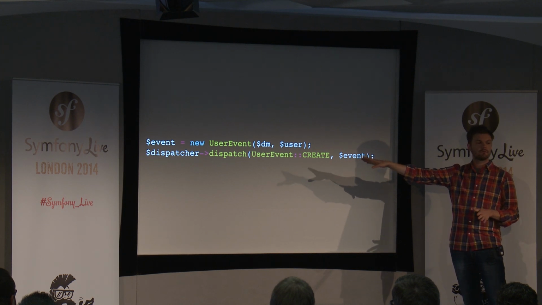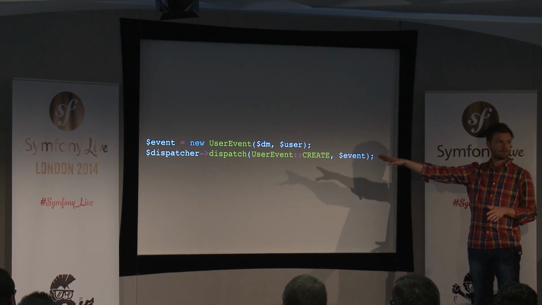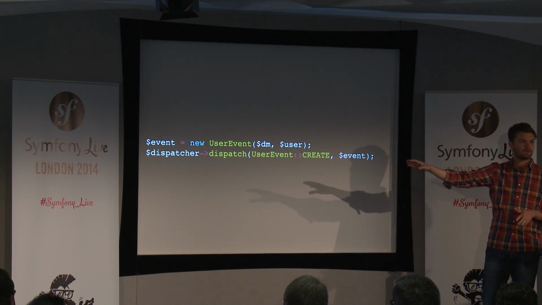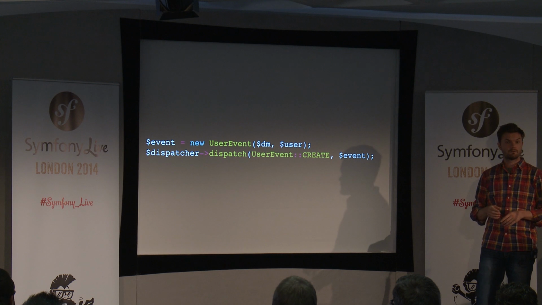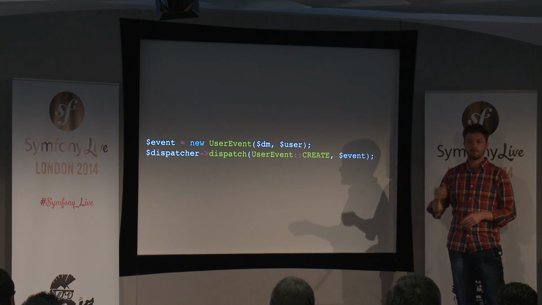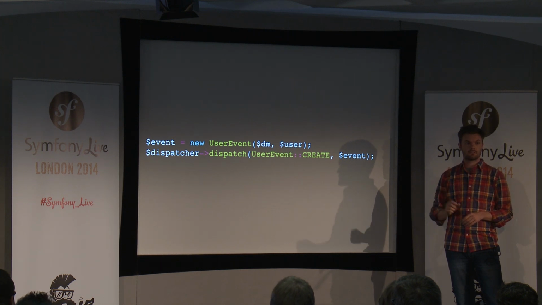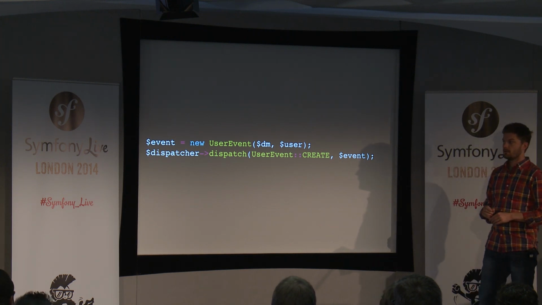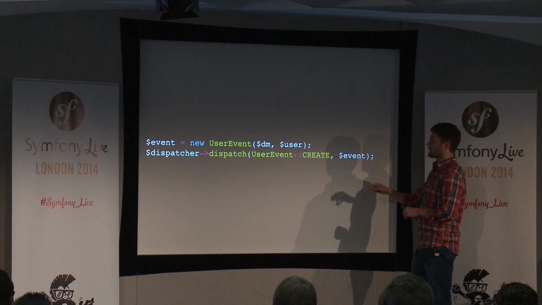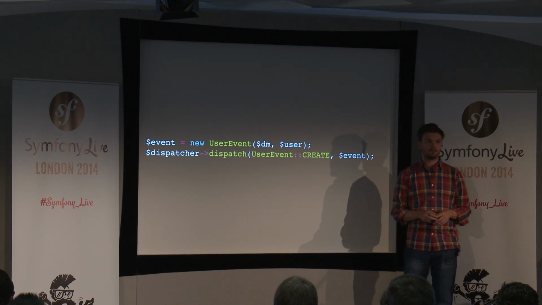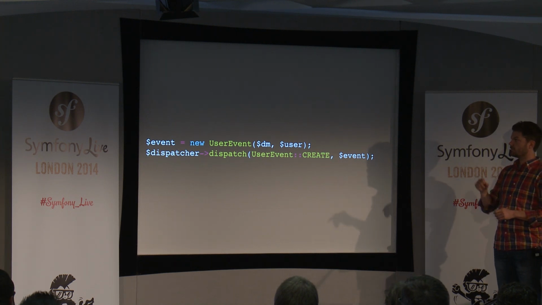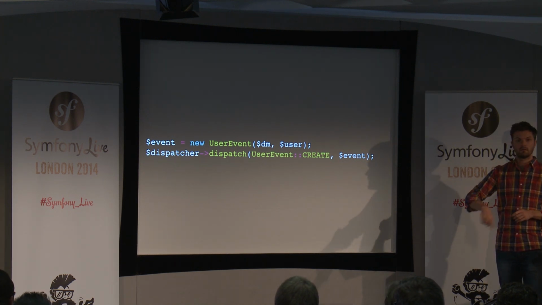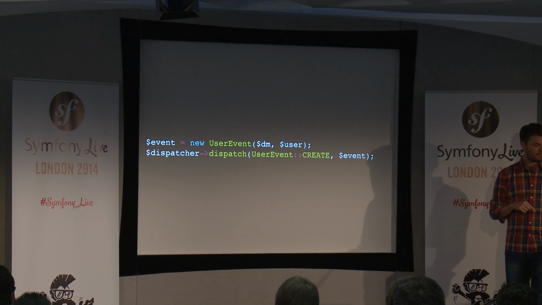I should say I do a lot of work using MongoDB as a database, so these slides assume you're using the ODM, which is why you see document manager, the DM. So you'd provide the document manager into that event and the user object that's in question, and then dispatch it using this constant for a user was just created, and you dispatch that event. So you have one event class which you can use for any sort of event that happens around users.